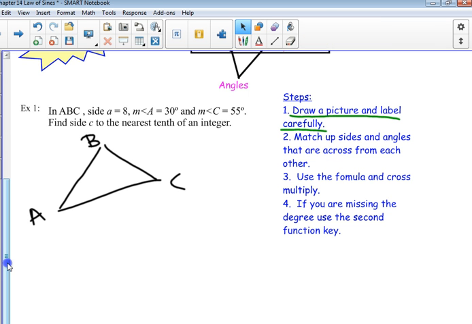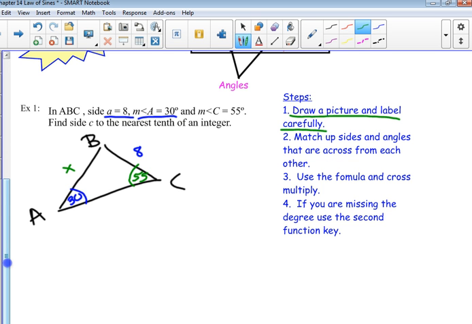Now let's see. Little a. Where should I put that little a? Good. Perfect. Across from big A, between B and C. Nice. So this is 8. Now angle A is 30. So there we go. Those are nice little partners. Angle C is 55. Now we want to find side C. We don't know what side C is across from angle C, so I'm going to put an X there.